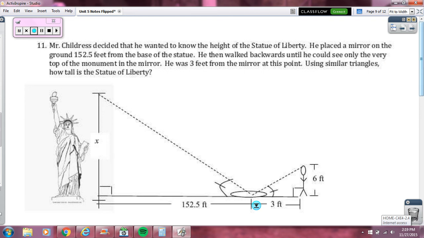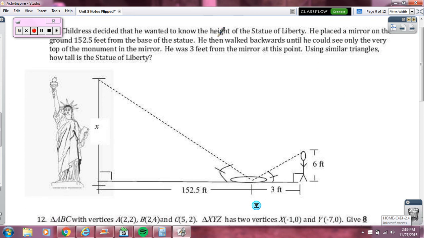Tricky, tricky, tricky. Mr. Childress decided he wants to know the Statue of Liberty's height. He places a mirror on the ground 152.5 feet away from the base of the statue. He then walked backwards until he could see only the very top of the monument in his mirror. He was 3 feet from the mirror at this point. Using similar triangles, how tall is the Statue of Liberty? Cool.